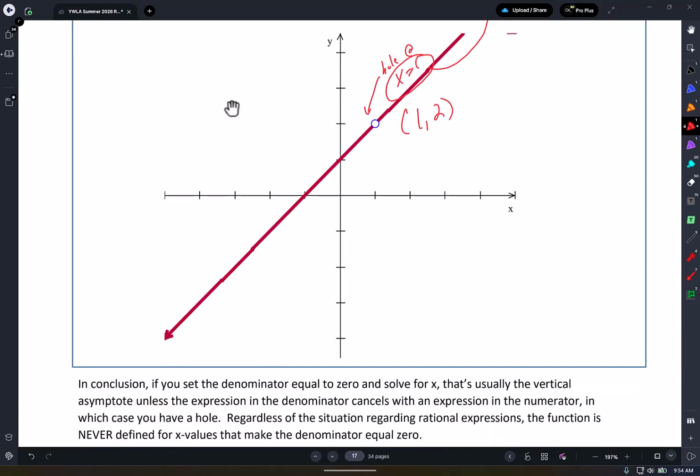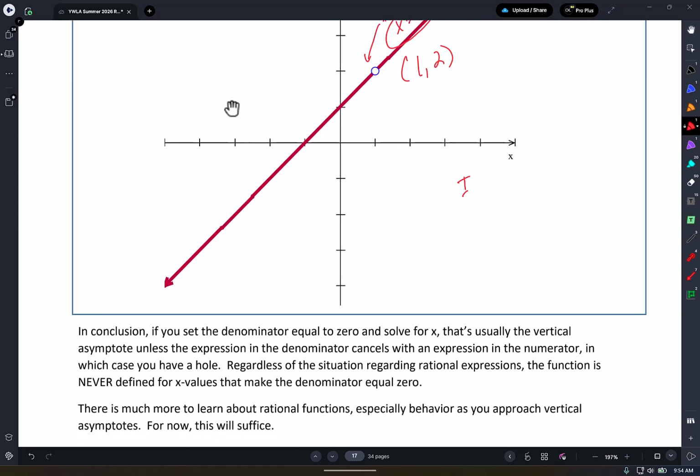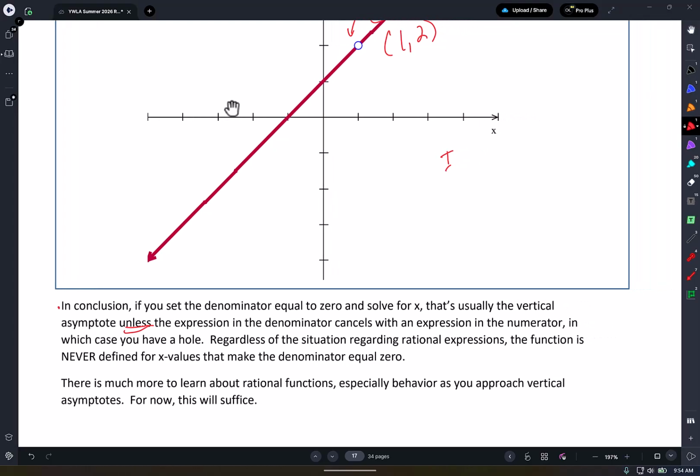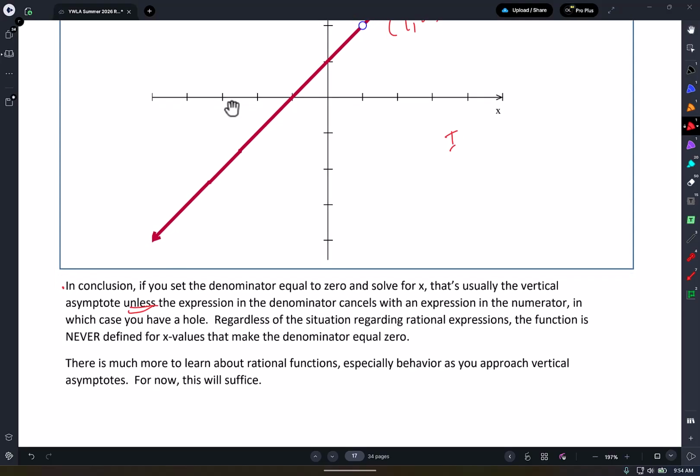So in conclusion, if you set the denominator equal to 0 and solve for x, that's usually the vertical asymptote, unless the expression in the denominator cancels an expression in the numerator, in which case you have a hole. Regardless of the situation, regarding rational expressions, the function is never defined for x values that make the denominator equal to 0. All right, so here we go, guys.